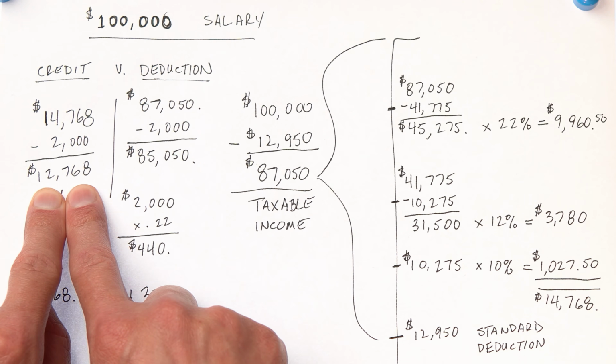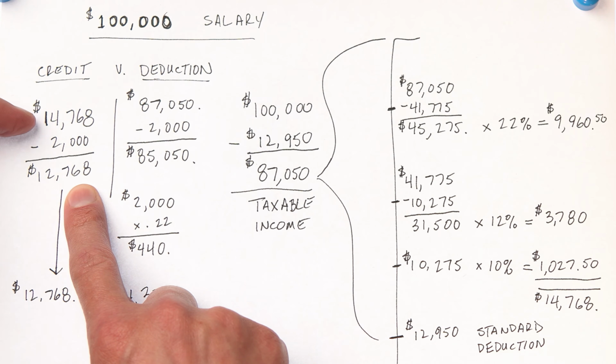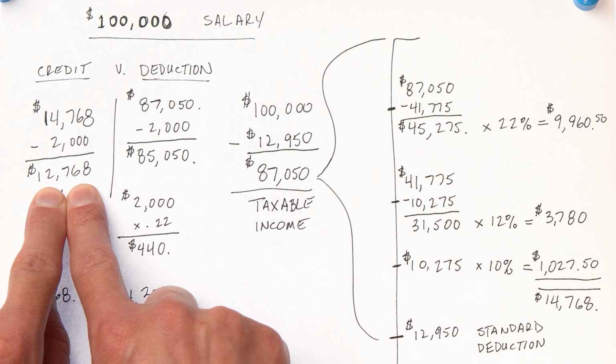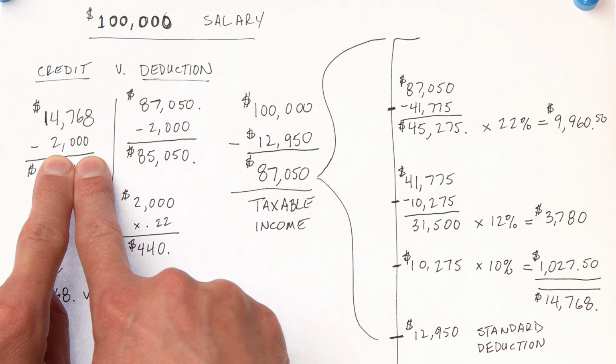So a tax credit of $2,000 will reduce this amount by exactly $2,000. And that's why we get $12,768: $14,768 minus our $2,000 credit, and we're going to end up with $12,768. This $2,000 is just an example.